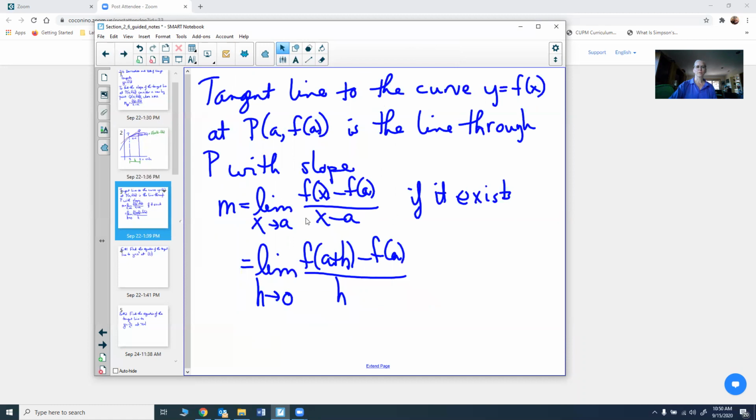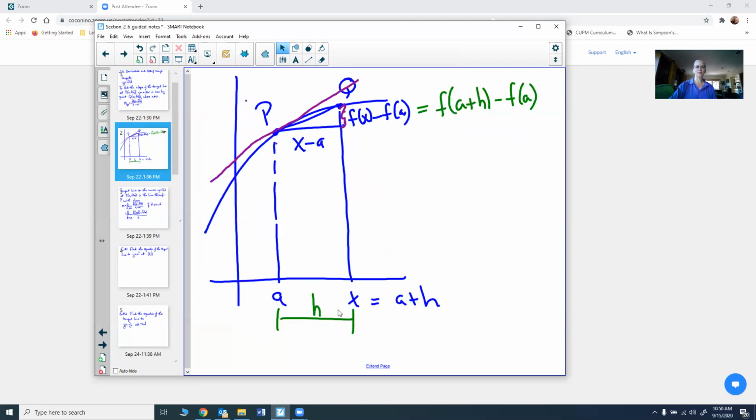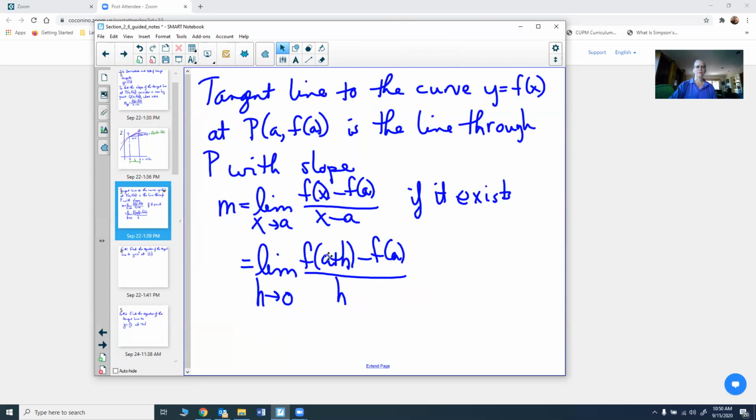Remember, this is the slope of the secant line, and we're going to let x get closer and closer to a, provided the limit exists, it may not. If we use our a plus h notation, then if we're letting x go to a, we're letting h go to 0. We're letting this distance here become 0. And then we've got the limit of f of a plus h minus f of a all over h.